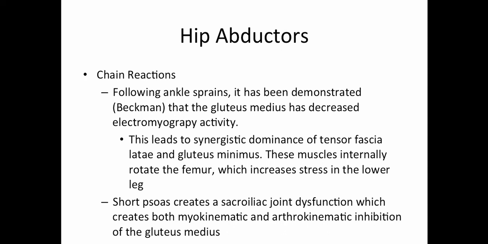Chain reactions for the hip abductors. Following ankle sprains, it has been demonstrated that the gluteus medius has decreased electromyography activity. This leads to synergistic dominance of the tensor fasciae latae and gluteus minimus. These muscles internally rotate the femur, which increases stress in the lower leg. A short psoas creates a sacroiliac joint dysfunction, which creates both myokinematic and arthrokinematic inhibition of the gluteus medius.